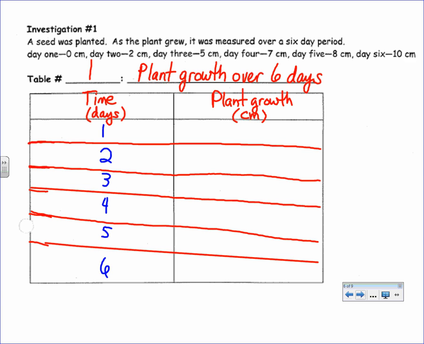Day 1, it was 0 centimeters. Day 2, it was 2 centimeters. Day 3, it was 5 centimeters. Day 4, it was 7 centimeters. Uh-oh. Here's just about done. 7 centimeters. Day 5, it was 8. And day 6, it was 10. Okay? So you guys are going to do a neat version of what I just did.